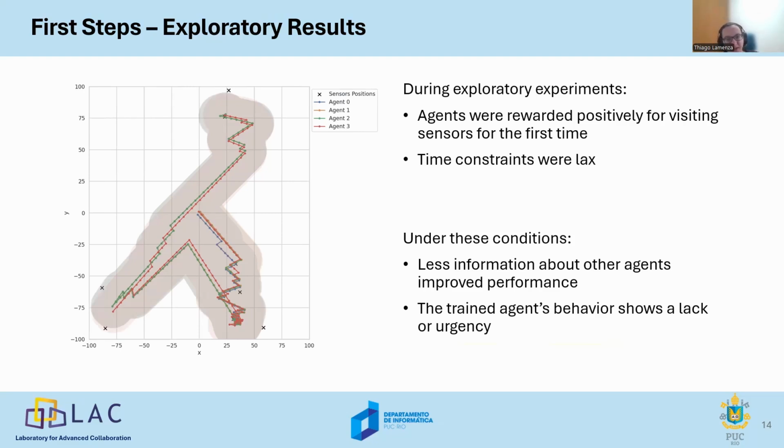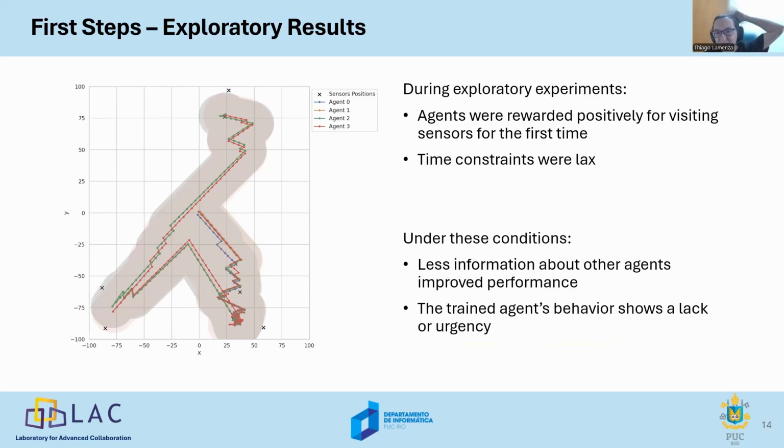The reason that they learn to perform things in this way is because for this exploratory experiment, if you remember our reward, it is composed of two parts: the punishment and the positive instantaneous reward for visiting sensors. For this scenario, we only had the positive reward, and we also had very lax time constraints. This means that there was no incentive for the agents to perform their task quickly, because they were only positively rewarded for when they visited sensors, but there was no reward or punishment related to the time they took to visit that sensor. And under these conditions, they learned to perform the visitation in a way that visited all sensors, but they didn't really focus on doing it quickly.